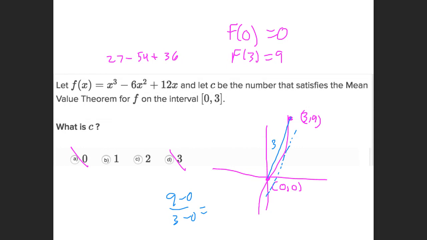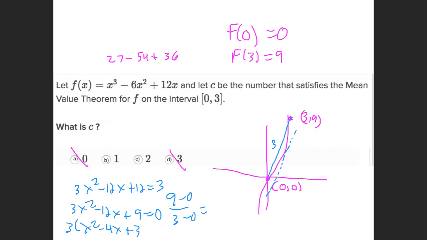So I'm going to take the derivative here. That's 3x squared minus 12x plus 12 is equal to 3. All right, I'm going to bring the 3 over to this side. So 3x squared minus 12x plus 9 is equal to 0. I'm going to factor out a 3 to make it easier to solve here. So it factors down to x minus 3 times x minus 1. This would give me a solution of 3, which I know can't be. So 1 is the correct answer. Yep, very good. All right, so does that make sense? How we find the secant line?